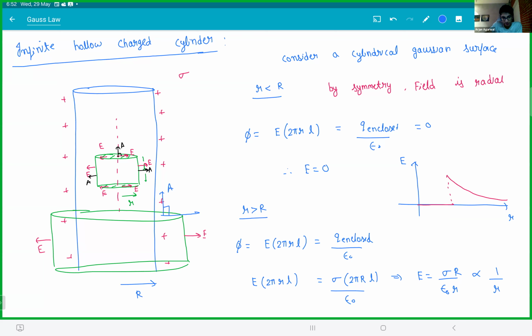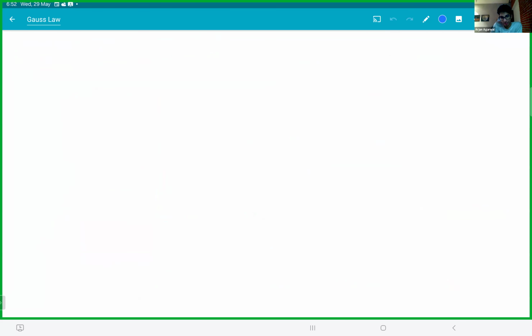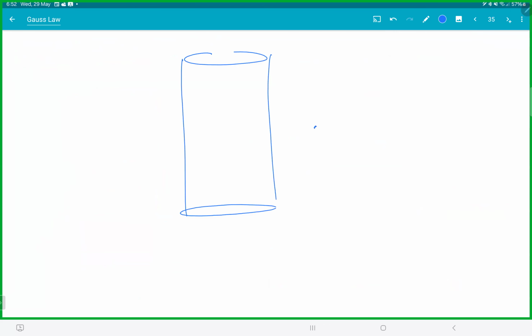No, see, that is the whole point of infinity, right? Infinity has a very special property. At infinity, every point is a midpoint. And if it's a midpoint, by symmetry, the field has to be radial. You can't have a vertical component. That's why you can have infinity. If you take a finite thing, this concept won't work. It will be a blunder.